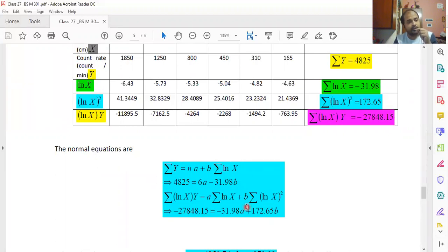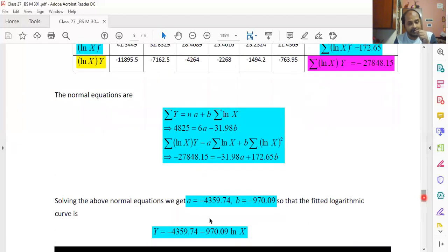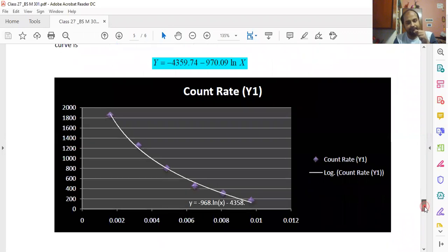These two linear equations can easily be solved, and your estimates of small a and small b become this and this, and correspondingly your logarithmic curve becomes y equals a plus b log x. So this is the curve we have fitted. When I took the help of the software, Microsoft Excel, this came.